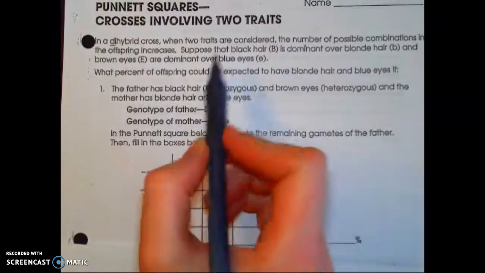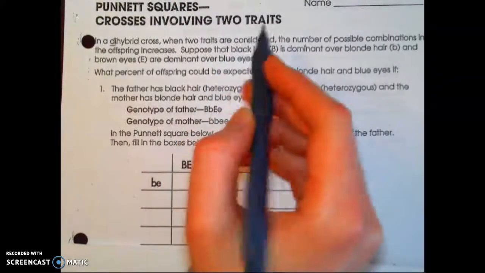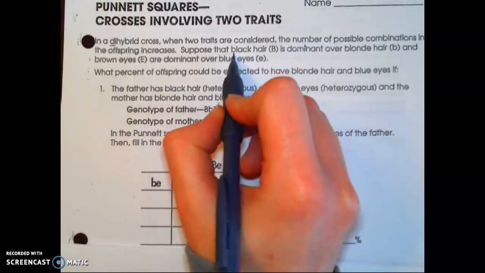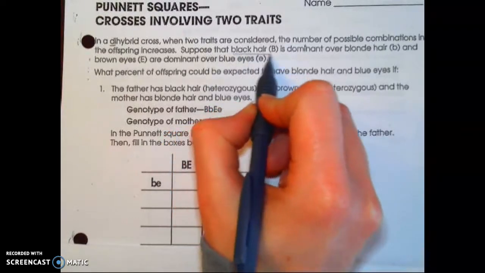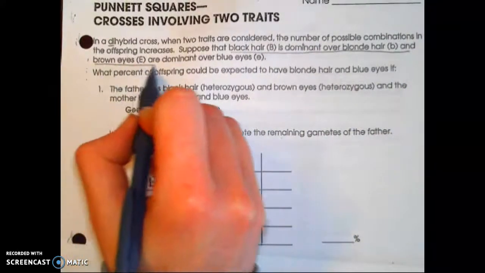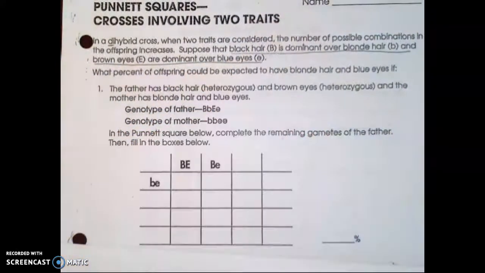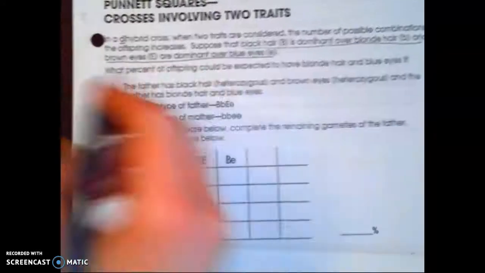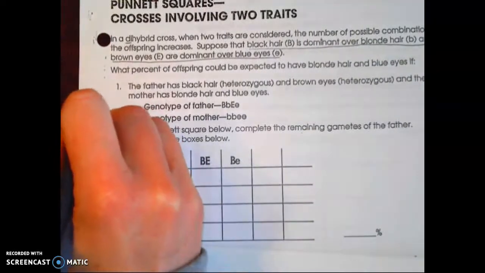So when we have a dihybrid Punnett square, we're going to have two traits. Notice that in this example, we have hair color as well as eye color. So I'm going to use my introduction here to record my key. My key will consist of two traits instead of one, and therefore two letters instead of one. Black hair is dominant, and blonde hair is recessive. So I'm going to start with my key.